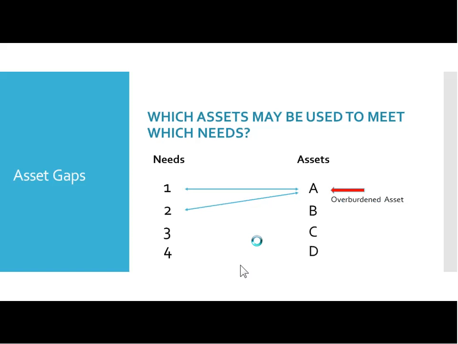It means that you're looking at the possibility of an overburdened asset. So you want to be careful when you have an asset that's super useful to meet a lot of needs, not to overburden it, or to at least be aware of the fact that it might be overburdened.